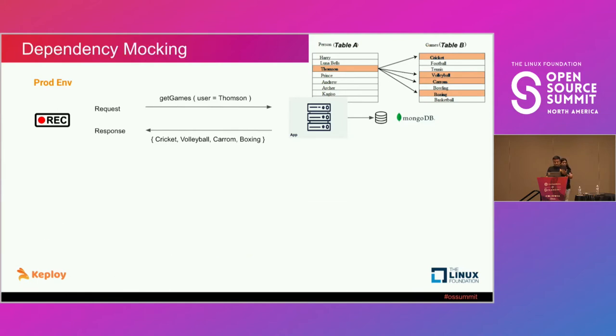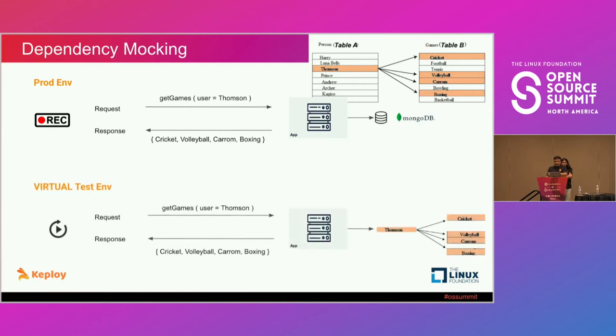Same example, once we do dependency mocking, instead of maintaining a test database, we maintain a mock. So when we're capturing the get games request, we capture the queries and the response that we got from MongoDB, and package it along with the test case. Now when the same thing happens while we're testing, we can just return the same response that we got for that particular request. So it's mocking, but we're actually replaying that exact database response that we captured, and then things will be consistent.